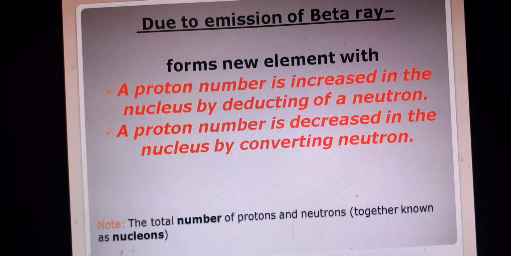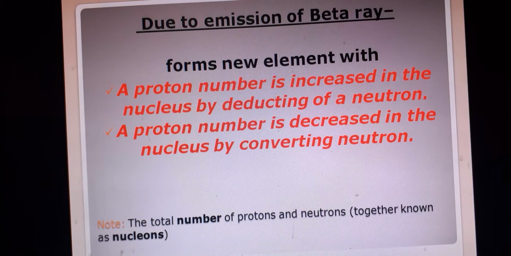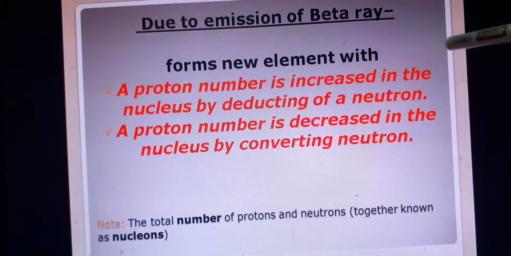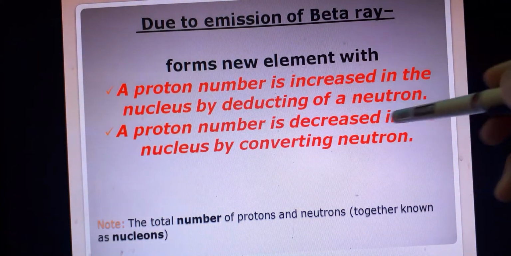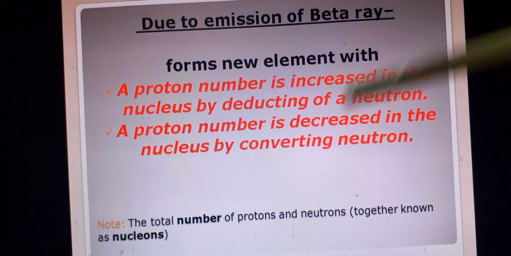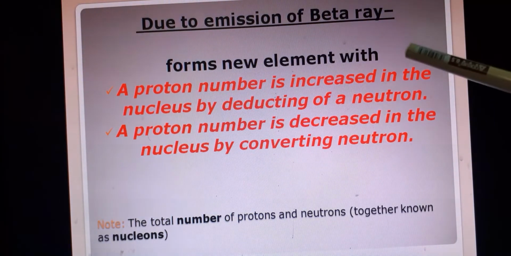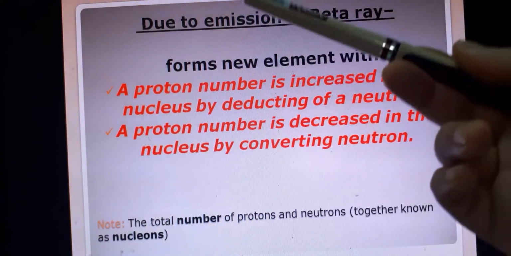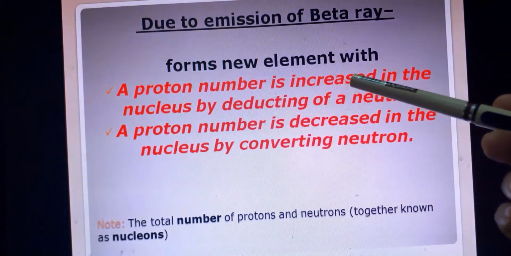Now we know that due to emission of beta rays, new elements are formed. In one case, the proton number is increased in the nucleus by deducting a neutron. That means a neutron is converting into a proton, so the number of protons is increased.